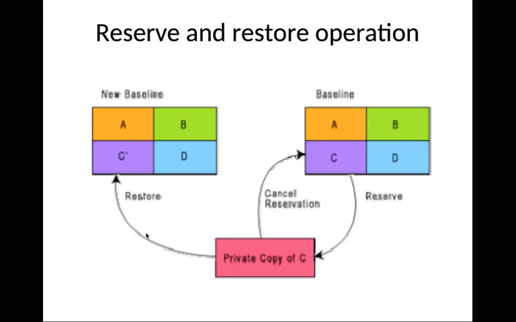If those changes are accepted by the CCB, then a new baseline will be created, and that copy C dash will be done. So C will be removed and C dash will be put in. So it will be a restore option. Now, if some other person wants, he can again access this copy. So this is the reserve and restore operation that happens in configuration control.